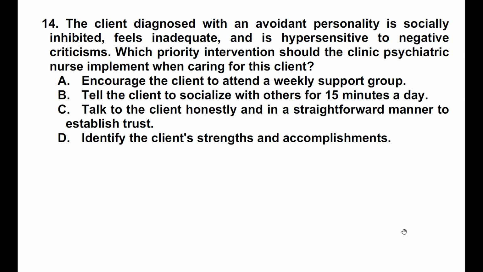Of course, the best answer for this one is letter C, establishing trust: talk to the client honestly and in a straightforward manner. That is one way of establishing trust with the client, which is considered a priority nursing intervention, because without trust, the client will not be able to talk and work with the nurse. Encouraging weekly support groups, including socialization, and identifying the client's strengths are appropriate interventions but not a priority over establishing trust with this patient. The answer for number 14 is letter C.